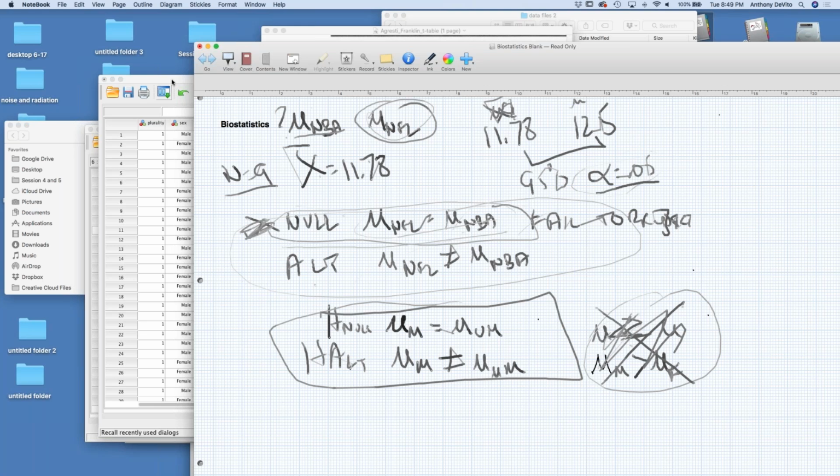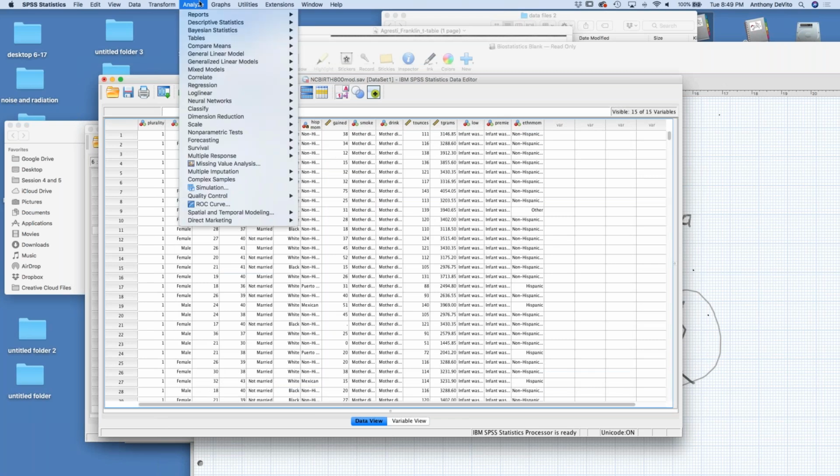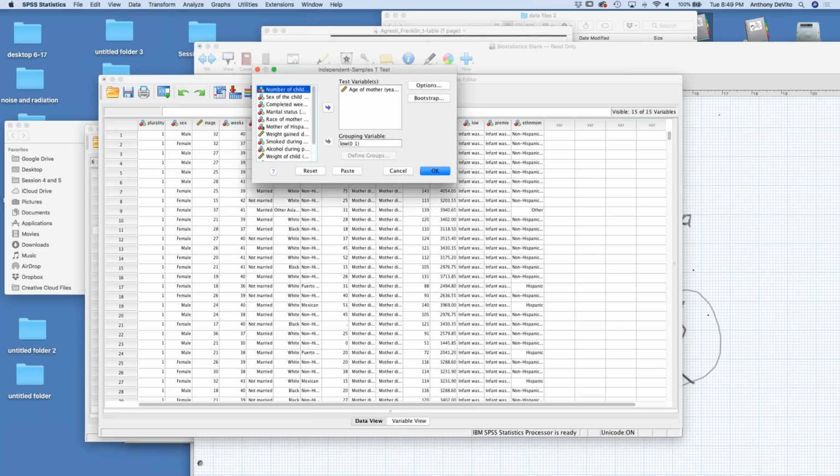So I'm going to go ahead and do this. I'm going to say analyze, and I'm going to go into compare means. And what do you think? It's one single sample, independent sample, or paired sample? I think I'm going to have to go into independent sample, two groups, married women and single women. Let me get this out of the way.